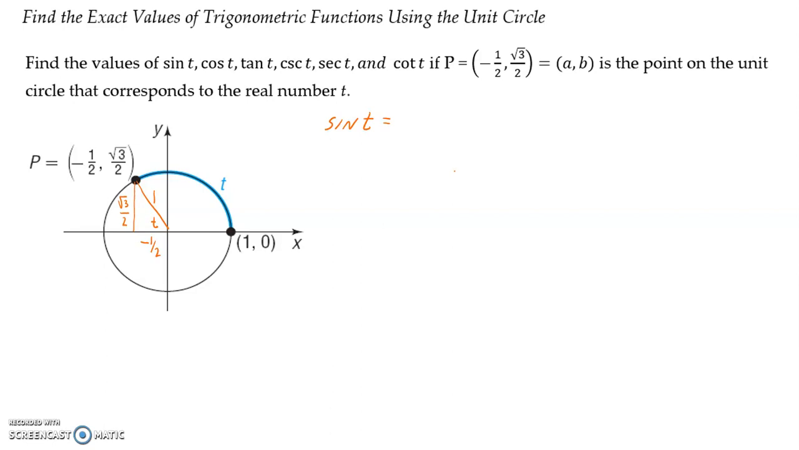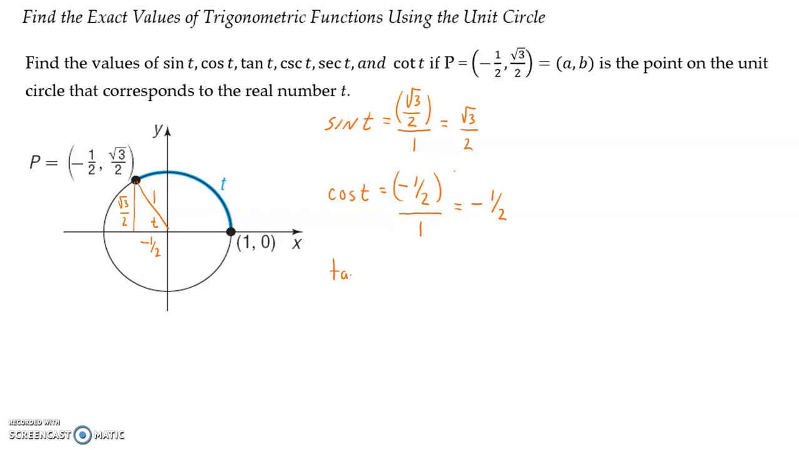Remember, this is our opposite side over our hypotenuse. So we have radical 3 over 2, and our hypotenuse has a length of 1. When we go ahead and divide these out, we're just going to get radical 3 over 2. For cosine of t, we have our adjacent side, which is -1/2, over the hypotenuse, which has a length of 1. So this will give us an answer here of -1/2.